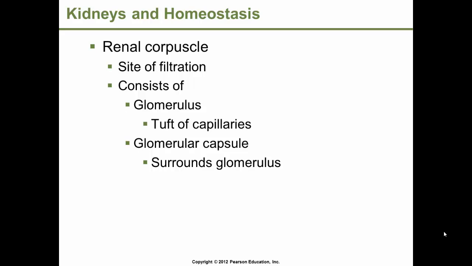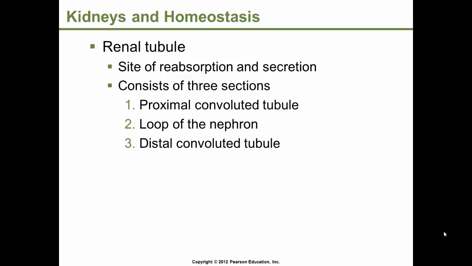Blood leaves the glomerulus by efferent arterioles. The renal tubule is the site of reabsorption and secretion and consists of three sections: the proximal convoluted tubule, the loop of the nephron, also known as the loop of Henle, and the distal convoluted tubule. The name of the tubule represents its location nearest to the glomerular capsule, so the proximal convoluted tubule would be coming off the glomerular capsule, followed by the loop of the nephron, then the distal convoluted tubule.